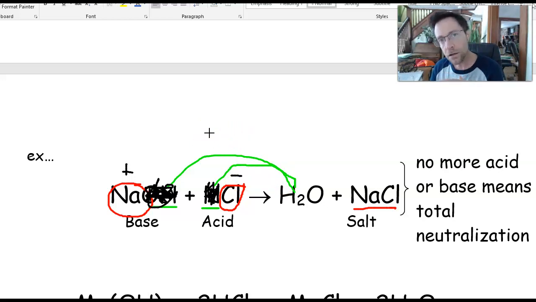So if you're not really sure, if you're having a hard time figuring out what salt you make, just scribble out the hydrogen and scribble out the hydroxide. The leftovers, that's what your salt is. And this process that you see right there, that's your quintessential neutralization reaction, because there is no more acid, there's no more base. It's all just happy neutral salt water.